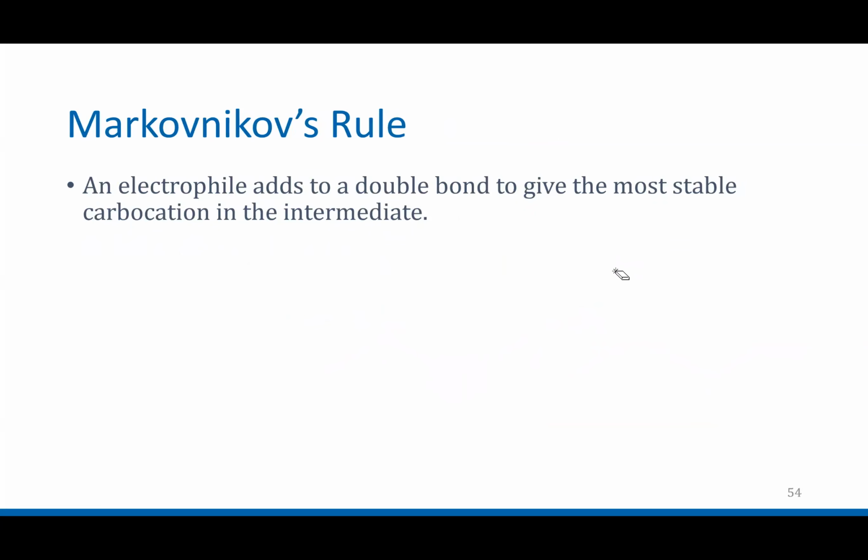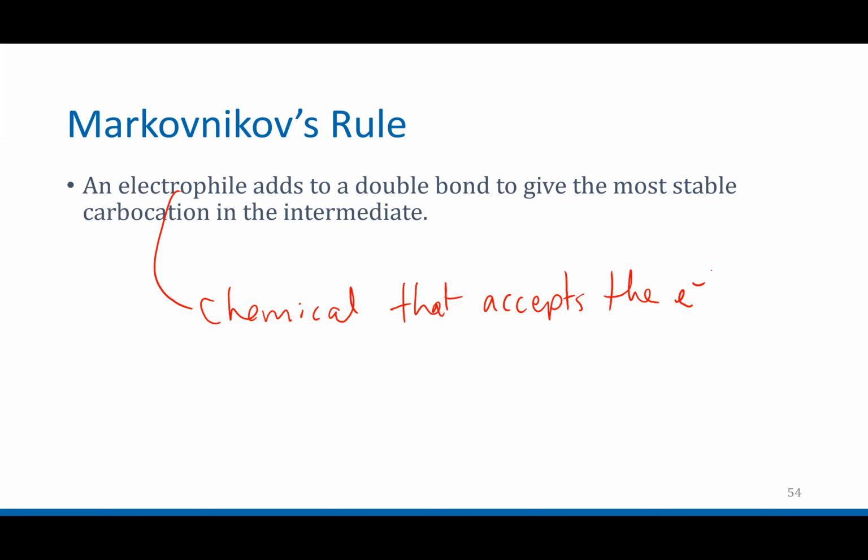So the rule is an electrophile adds to a double bond to give the most stable carbocation intermediate. And an electrophile, again, is the chemical that accepts the electron pair from that double bond.